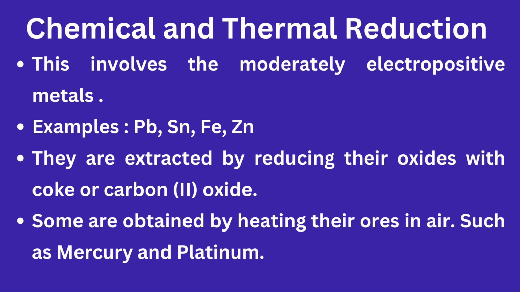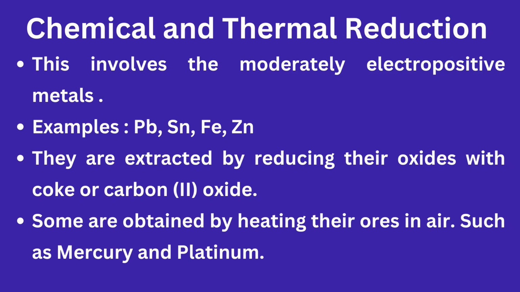So if I want to extract lead, I will have to get lead oxide, and then I will reduce lead oxide to get my lead. If I want to get zinc, I have to get zinc oxide, and then I will reduce zinc oxide to get my zinc. If I want to get iron, I will have to get my iron oxide and reduce this iron oxide to get my iron and all of that. So it is best to get them in their oxide form, and then we can reduce them by either reacting them with carbon and all of that, and then we'll get our metal. So that is by chemical or thermal reduction.